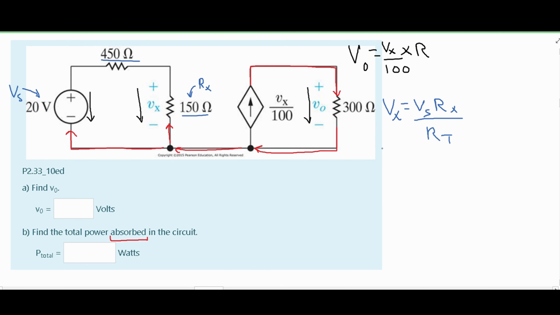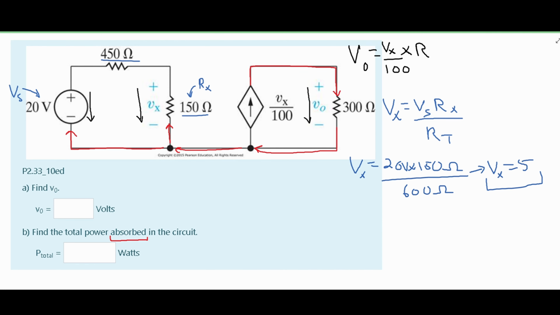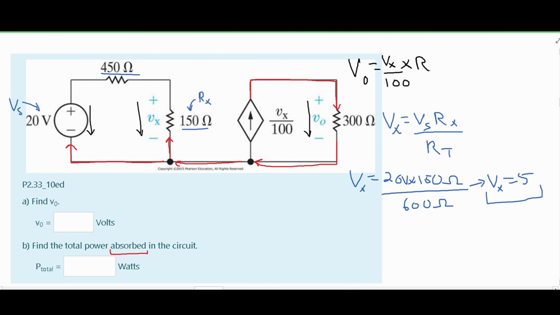So now we can plug everything in. Again, our Vx is unknown, so we're just going to leave it unknown. We're going to have our Vs, which is 20 volts, and then we have our Rx, which is 150 ohms. This is being divided by our total, which is 450 ohms plus 150 ohms, or 600 ohms. After we plug this into a calculator, we can see that our Vx is equal to 5. So this is what our voltage is that is passing through this 150 ohm resistor. Now that we have this, we can plug it into our previous formula when we were trying to find V naught.